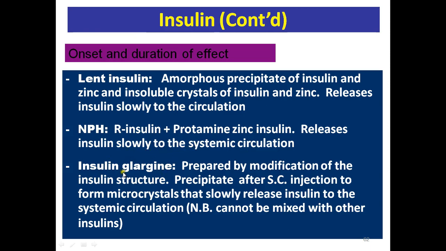And then we have glargine. It is a modified structure of insulin having microcrystals, and it is released very slowly in the circulation.